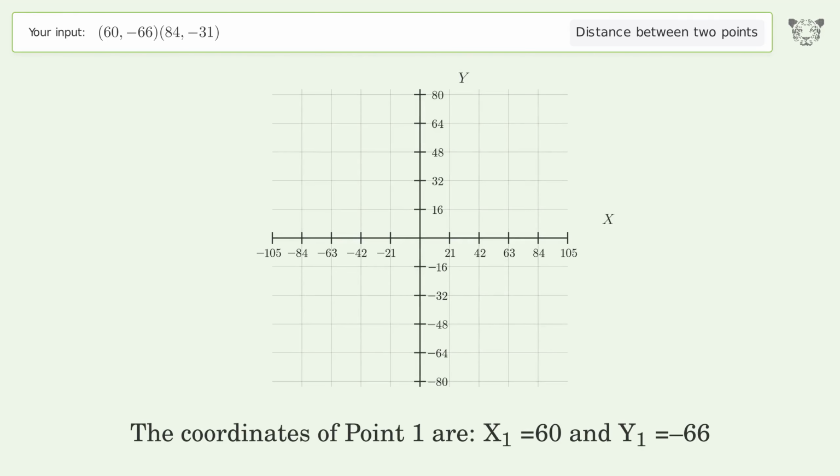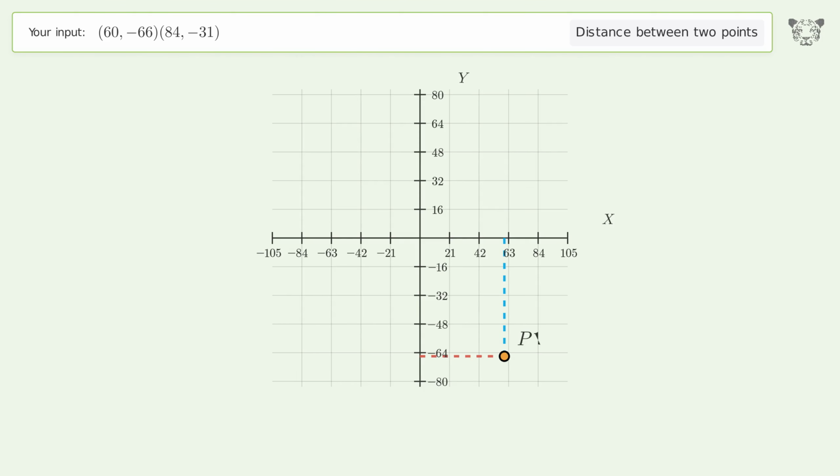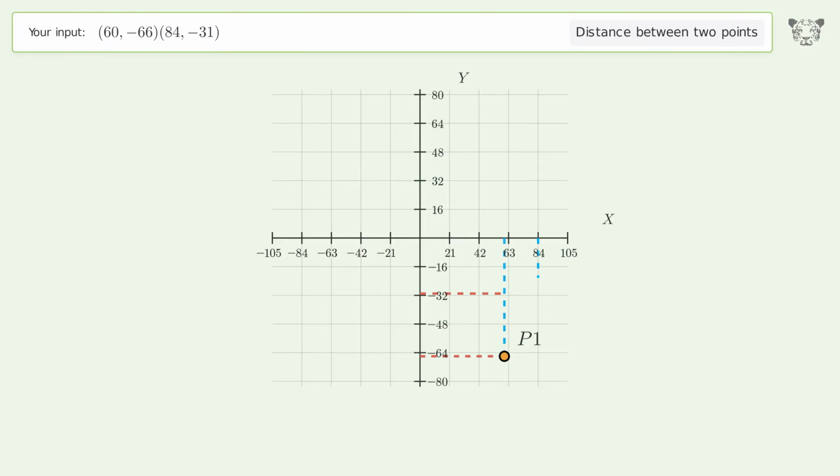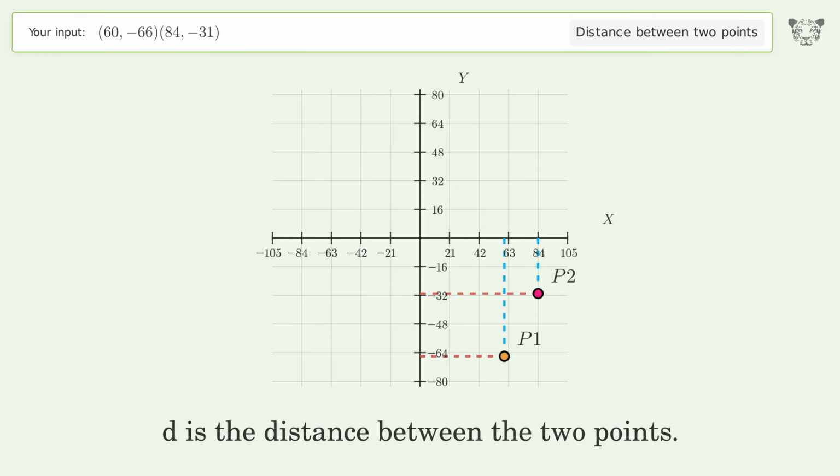The coordinates of point 1 are x1 equals 60 and y1 equals negative 66. The coordinates of point 2 are x2 equals 84 and y2 equals negative 31. D is the distance between the 2 points.